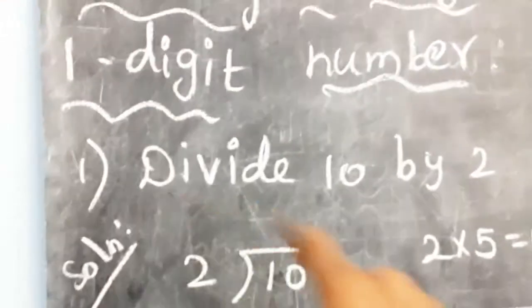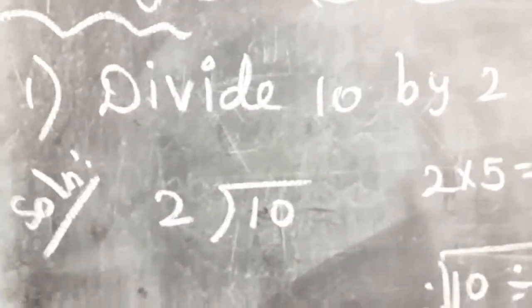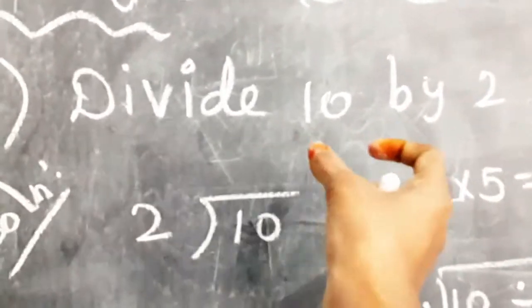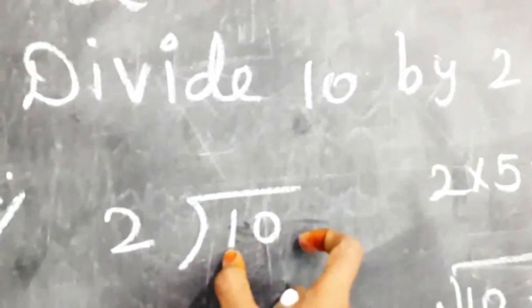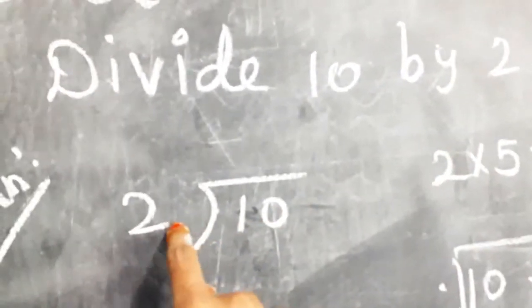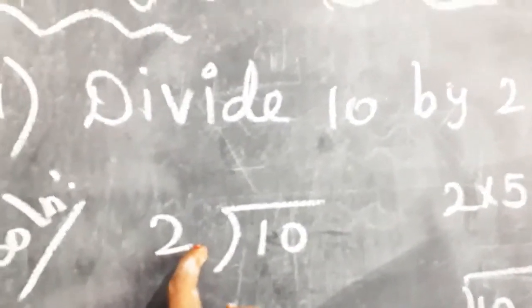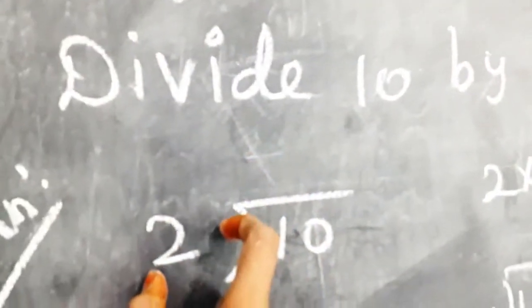Okay. Look at the example. Divide 10 by 2. Now write the solution. 10 is called the dividend, so you write 10 inside. Then 2, the divisor, is written outside. The dividend is inside and the divisor is outside.